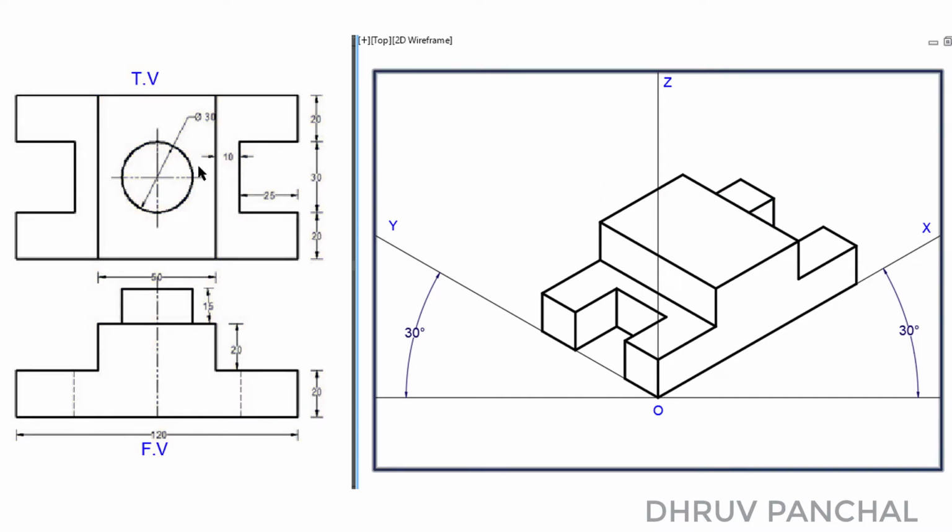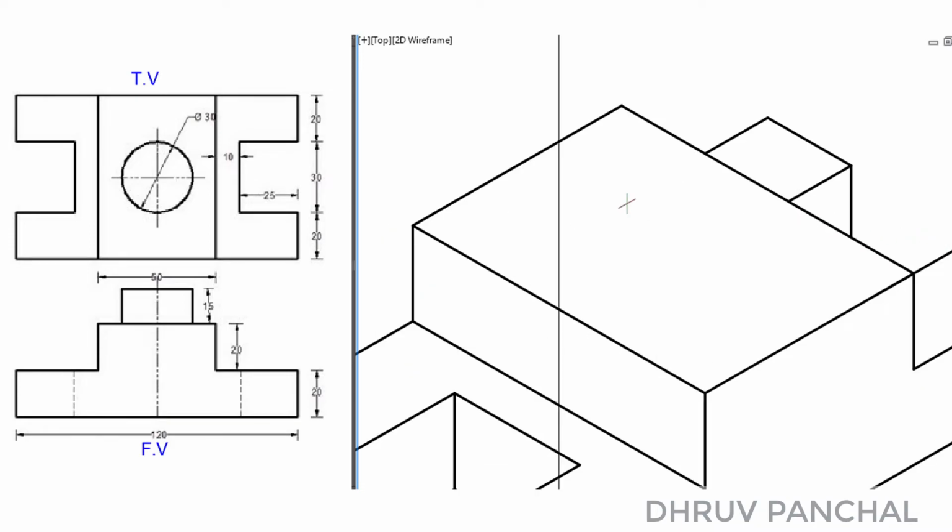Now, we want to draw a cylinder whose diameter is 30 mm and height is 15 mm and whose center is located at the center of the 50 by 70 mm rectangle. So, to locate the center of the cylinder, with the help of a ruler scale, from the midpoint of the 50 mm line, draw a line parallel to line OY, and similarly from the midpoint of the 70 mm line, draw a line parallel to line OX as shown.